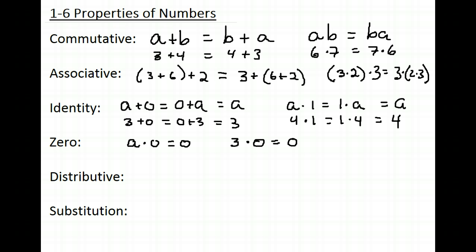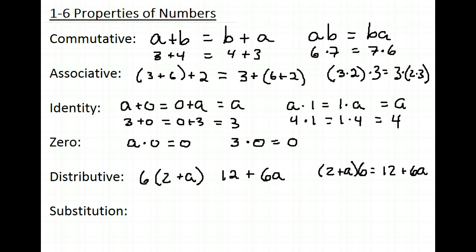Okay, now let's talk distributive. Distributive, remember, is multiplying something outside of parentheses to everything inside of the parentheses. So we have something like 6, open parentheses, 2 plus A, close parentheses. We multiply that to everything inside of the parentheses. So we do 6 times 2, so we get 12, plus 6 times A, which would give us 6A. And we can flop it the other way as well. So if we have open parentheses, 2 plus A, close parentheses, times 6, with a 6 right outside of those parentheses, when we distribute that 6 again to everything inside the parentheses, we get 6 times 2 is 12, plus 6 times A is 6A. So that's the distributive property.